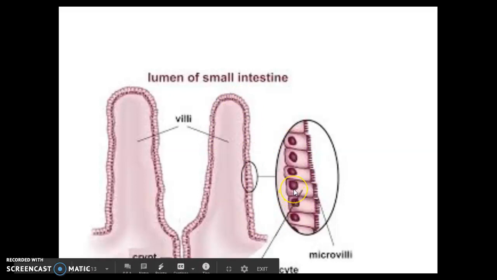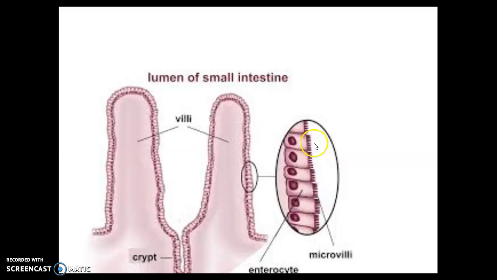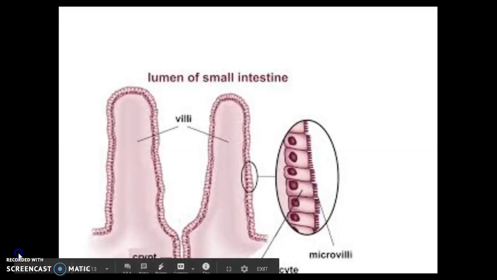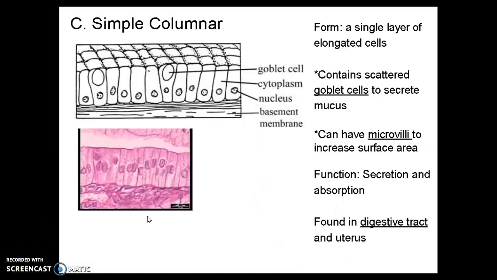We have our simple columnar cells. And at the top, we can see all these little finger-like projections coming off of the cell that help to increase surface area. Their function is mainly for secretion, like secretion of mucus, and absorption. So in your small intestine, these cells will absorb the nutrients from your food. These are found in your digestive tract and in the uterus.